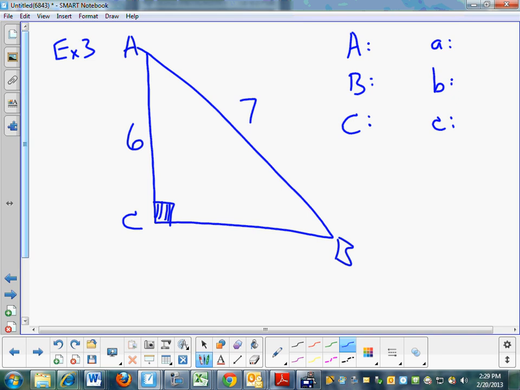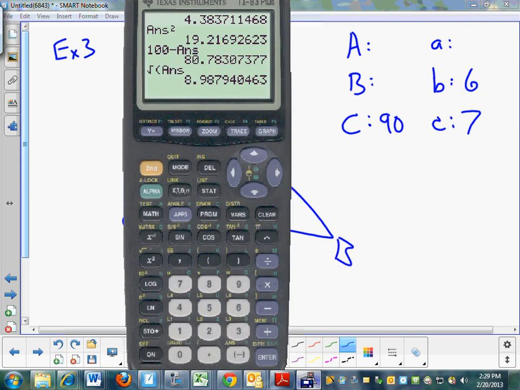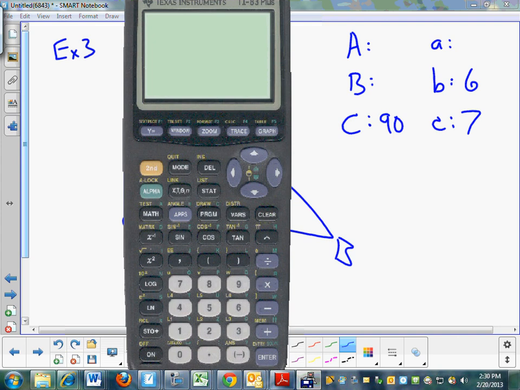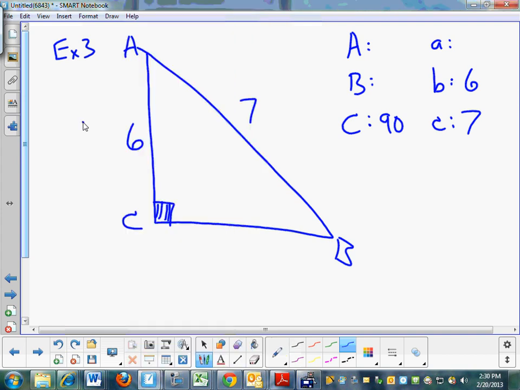What do you want to do first? Let's label our knowns. What's C? 90. C is 7 and B is 6. What do you want to find? A, side A. All right. So we got A squared plus B squared is C squared. So we'll do 49 minus 36, I guess. We'll square root that. 3.61.